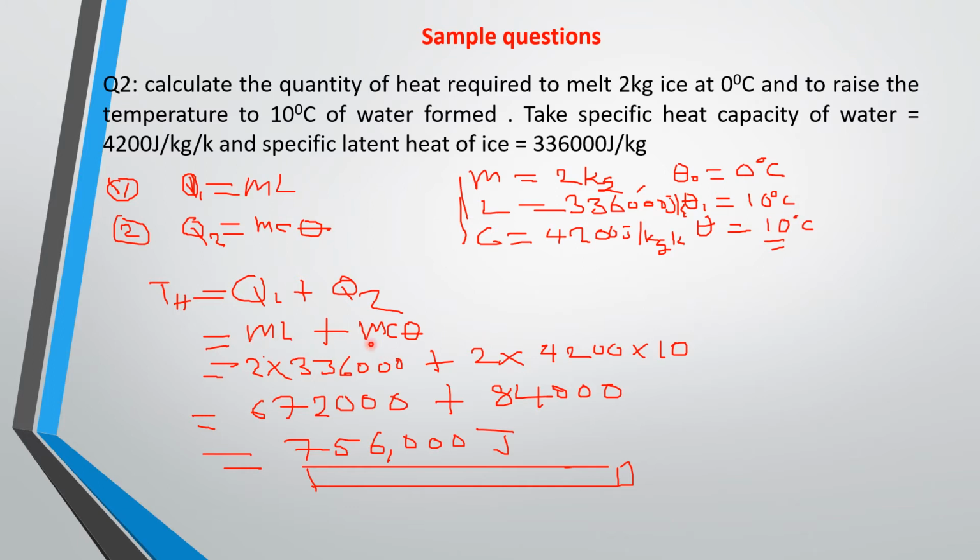So by the time you add the two together, it will give you the total energy or the total heat required to convert this 2 kg of ice to 0 degrees and to raise the temperature to 10 degrees centigrade. Okay, so that is how to go about this type of question.